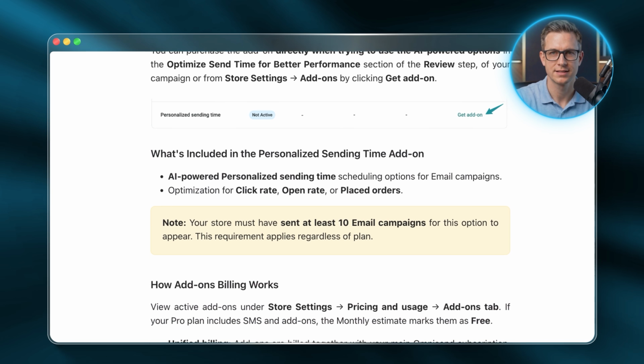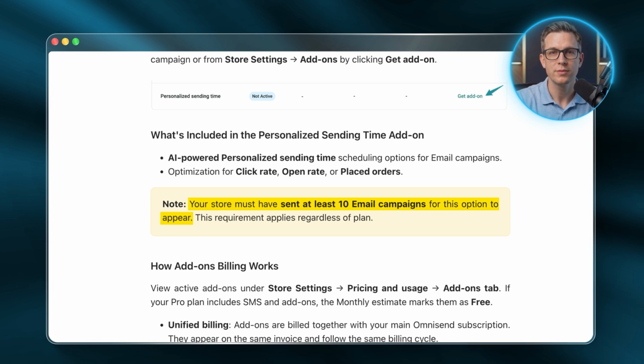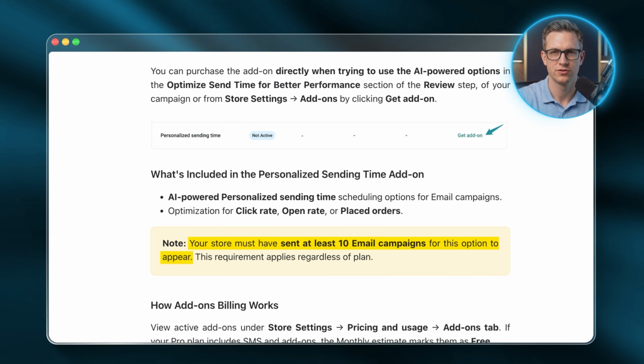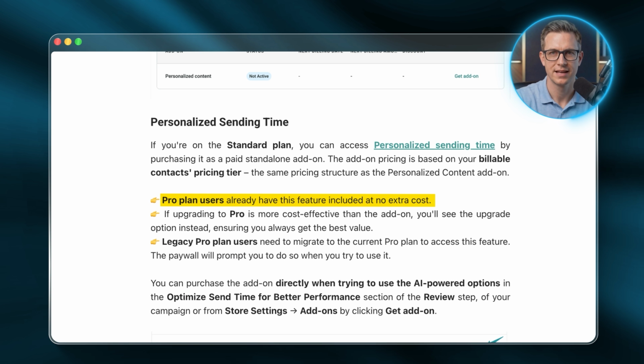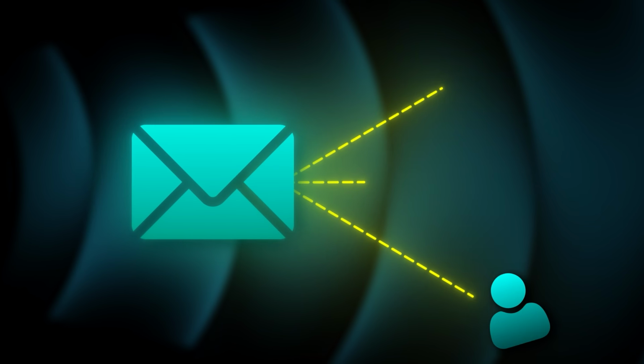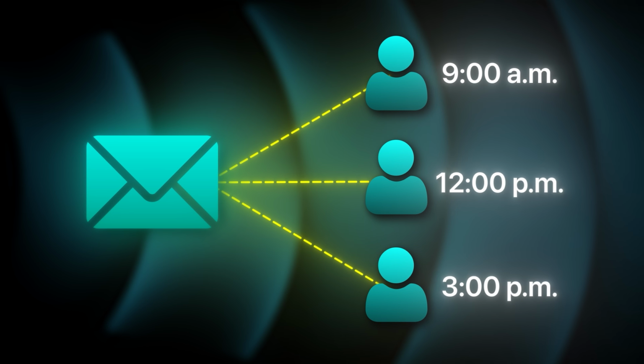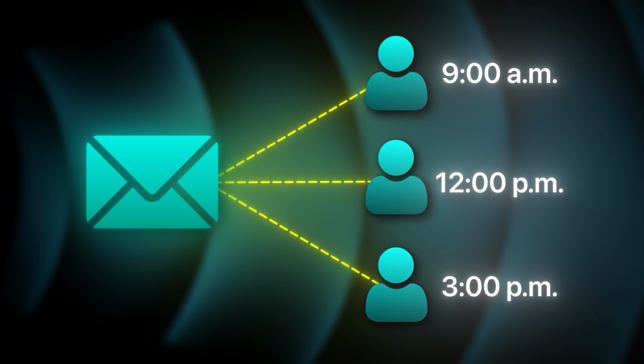Here's a couple of caveats. It needs at least 10 campaigns already sent, so the AI has history to learn from, and it's on Omnisend's Pro plan. So if you're on the free tier, this is the one feature worth upgrading for, because you're changing nothing about the email itself. So you're not writing more, and you're not designing more, you're just letting the send time match the human instead of the clock. Now that exact same campaign reaches each person at the time they're most likely to open it, and I didn't touch a single word to make that happen.